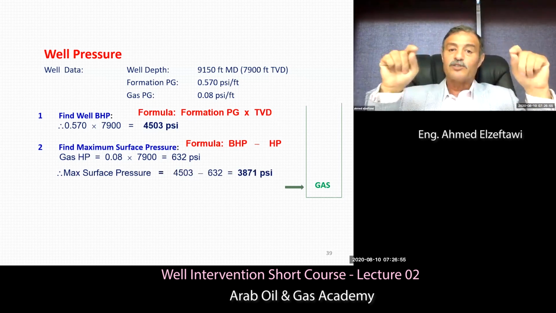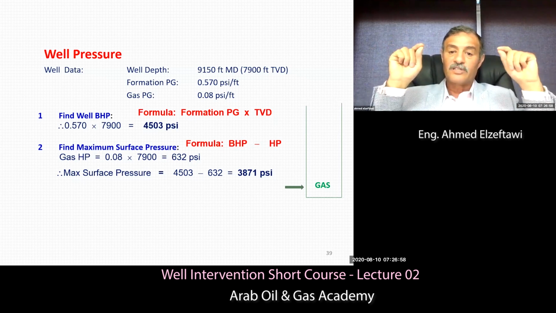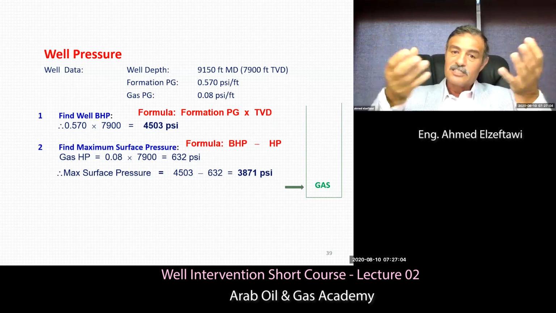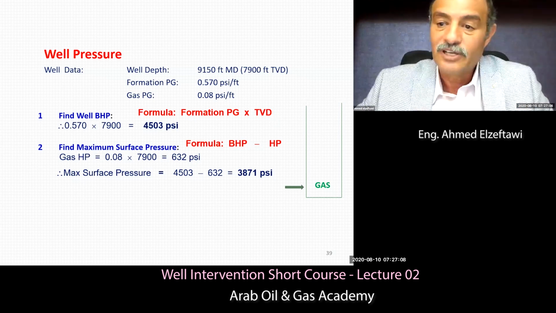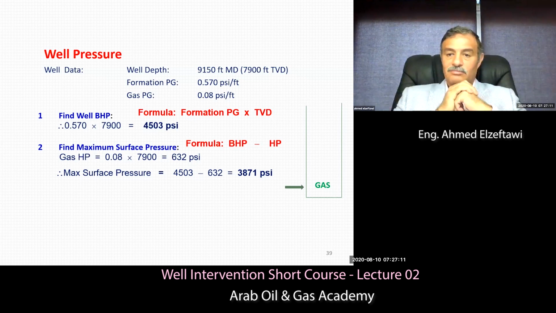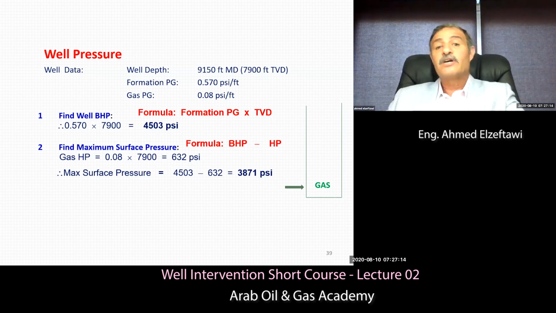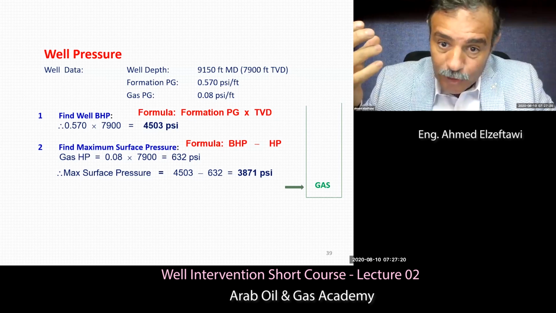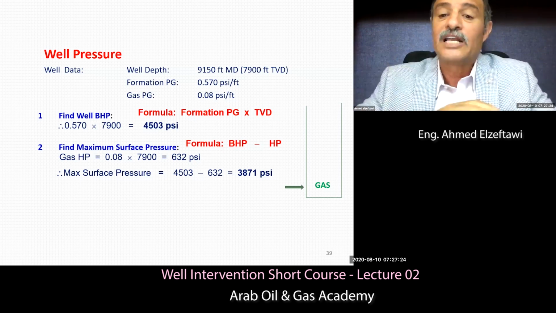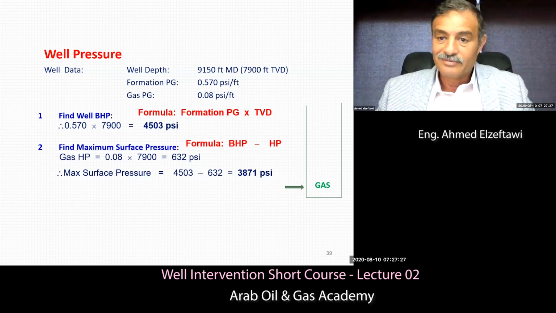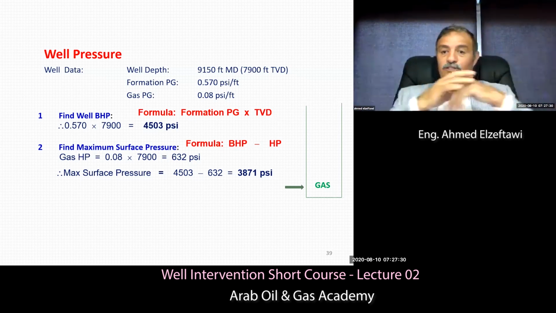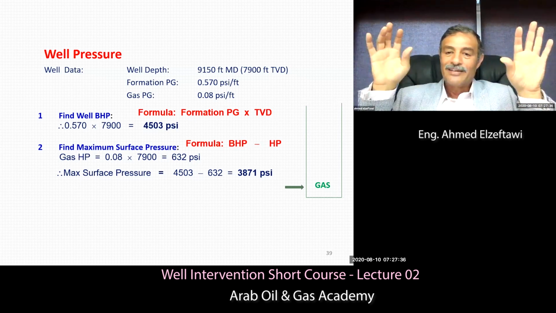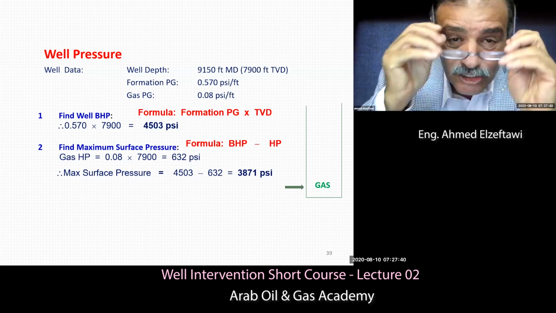So the maximum surface pressure will be 3,871. The nice part of engineering, which is in calculations, is the numbers. The numbers tell you if you are going on the right track or not. So actually, if you calculate the maximum surface pressure and you find it greater than the bottom hole pressure, you are wrong. Because in any live well, the maximum value of pressure is represented by the formation pressure. Otherwise, the well is dead. But in any flowing well, the bottom hole pressure is the maximum pressure expected.